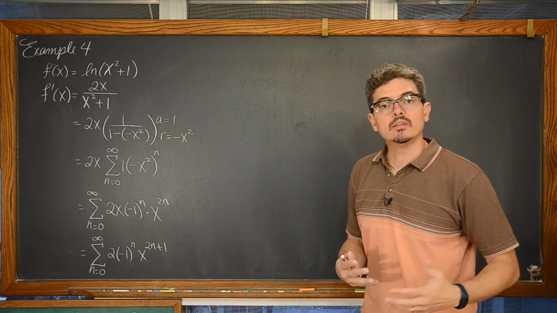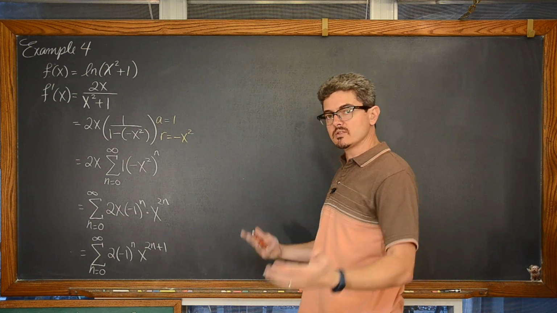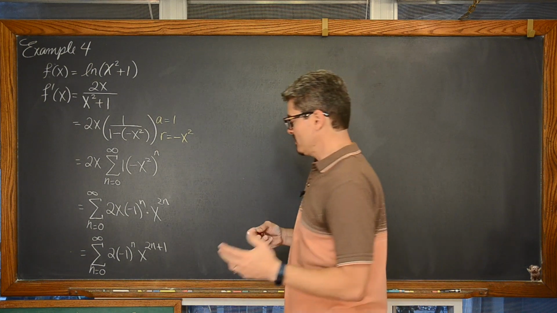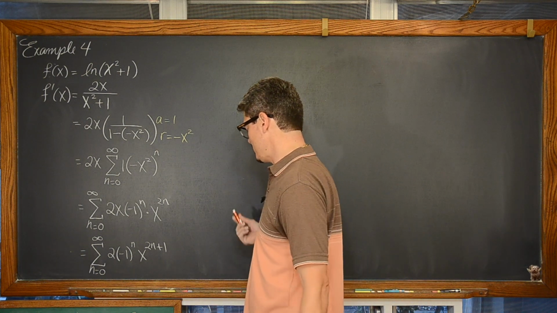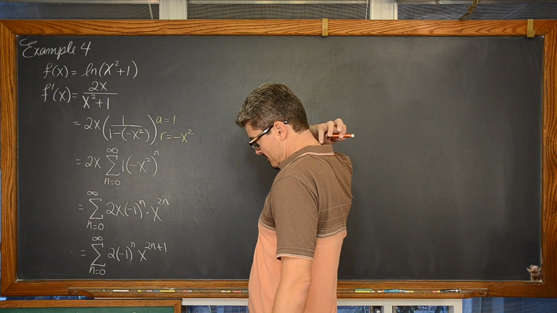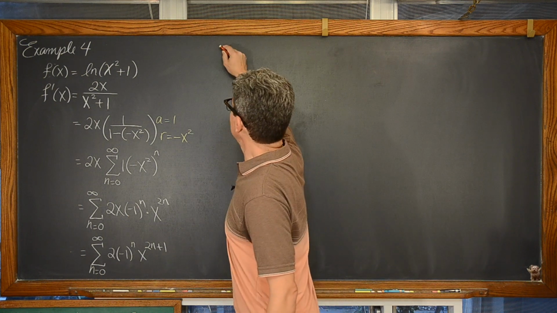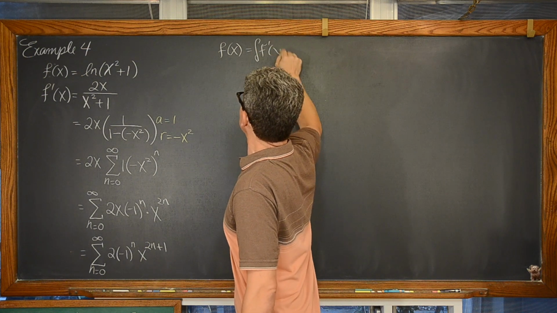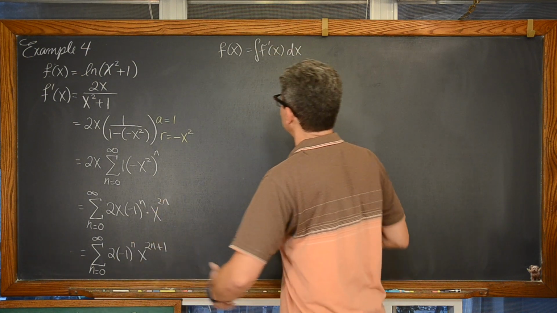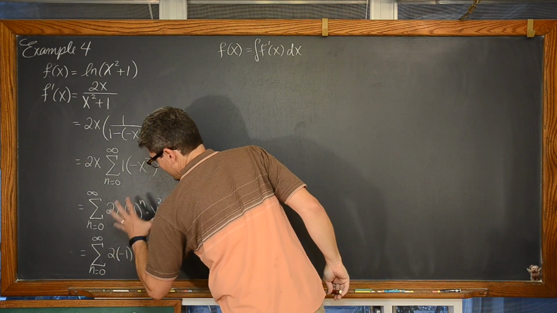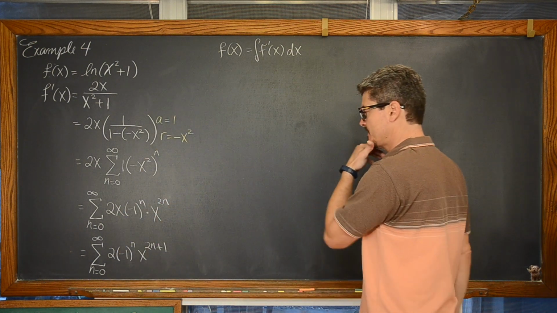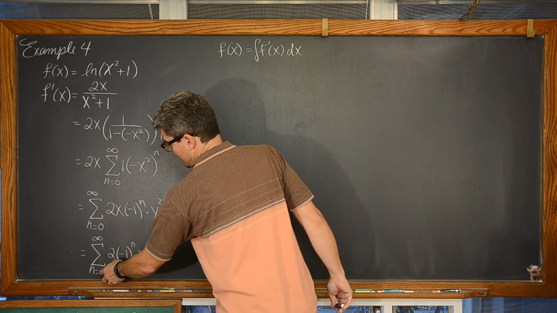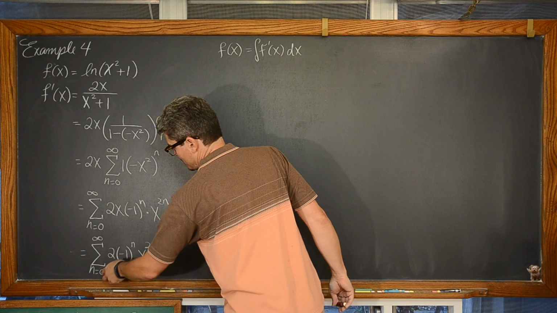Now that's where our skills come in that we just learned in the previous section, taking derivatives and integrals of power series, or just a series. So we need to remember that f of x is equal to the integral of f prime of x dx. We need to take the integral of this geometric power series. Well, our 2 times negative 1 to the n, if we let n equal 0, n equal 1, n equal 2, n equal 3, and so on and so on.